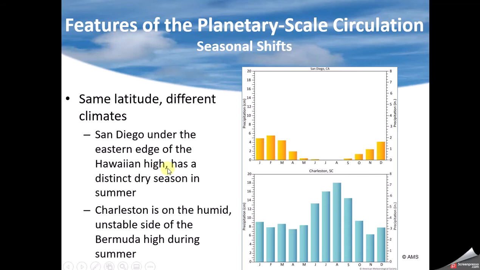And some features of this, we just talked about that high and how they are. Look at San Diego, almost no precip, on that very dry side. Look at Charleston. Lots of moisture.